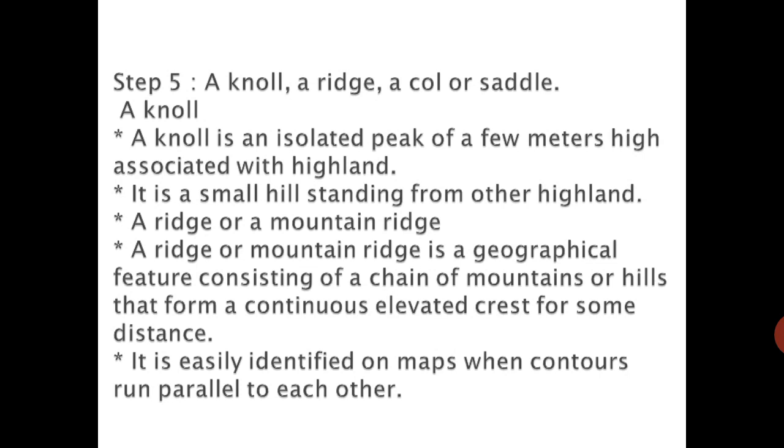Step 5 is talking about a knoll, a ridge, a core, or a saddle. Now we are looking at a knoll. A knoll is an isolated peak of a few meters high that is usually associated with highland. It is a small hill standing apart from other highland.